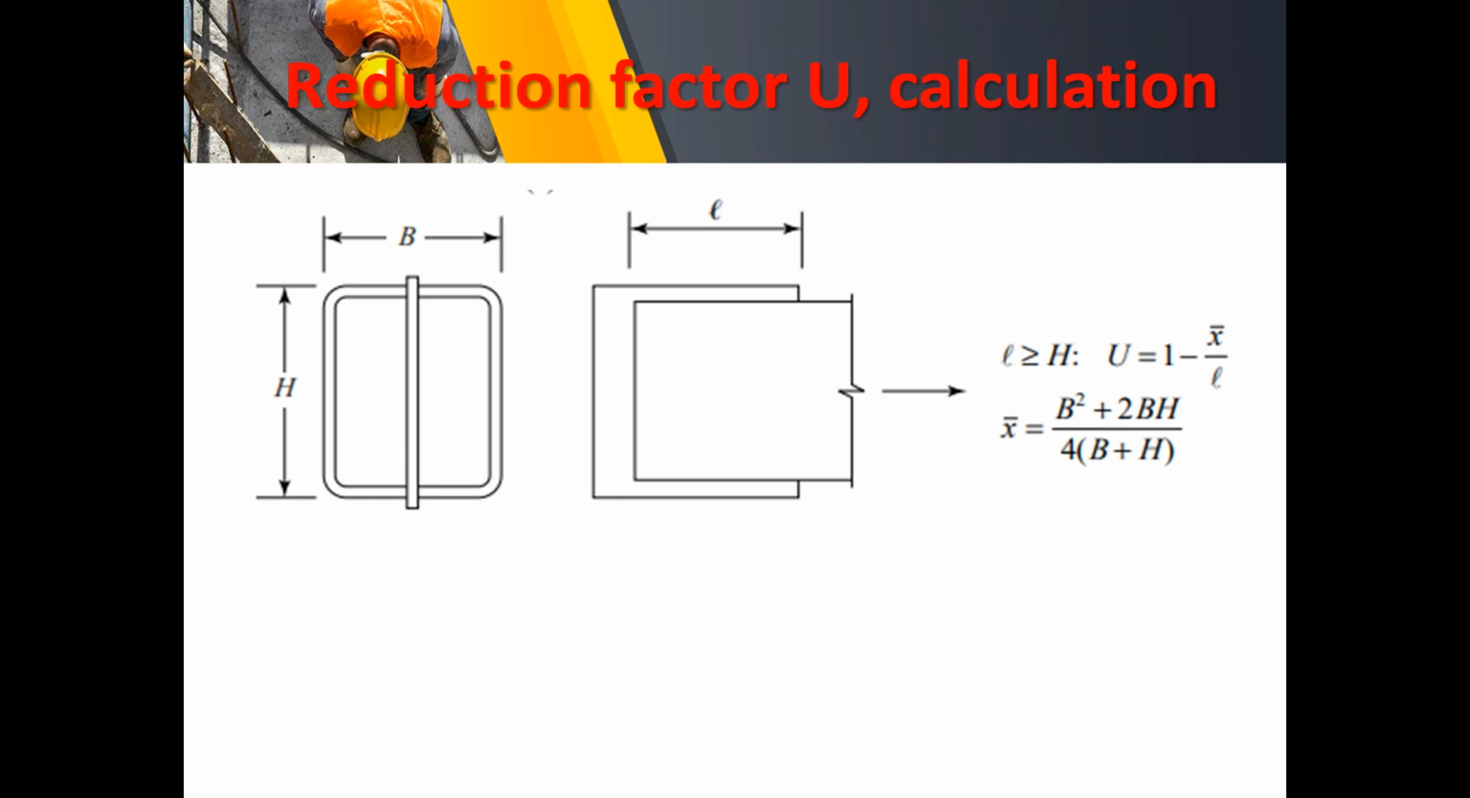So what will be our calculation if your L is within the value of H? Of course, we'll go back to the general formula, U is equal to 1 minus X bar all over L. Only that we use the value of the X bar of that cross section, not by the formula given here.